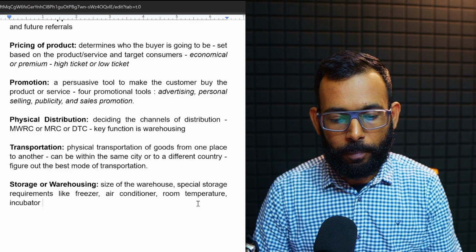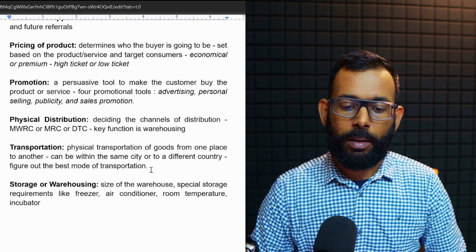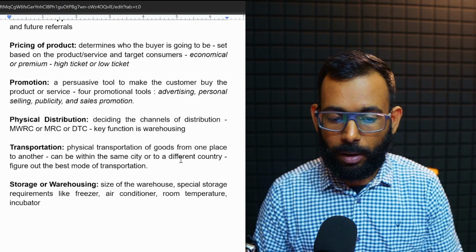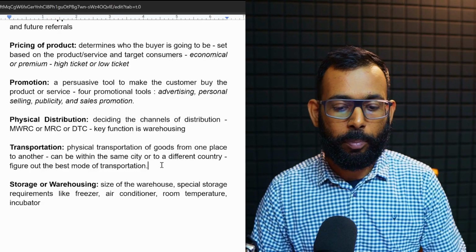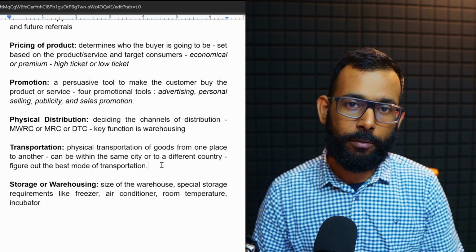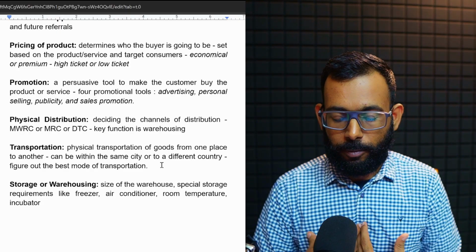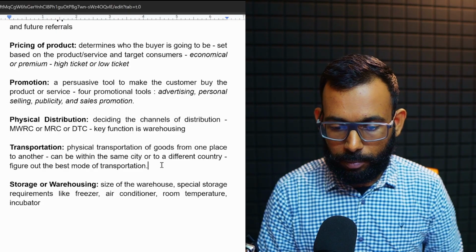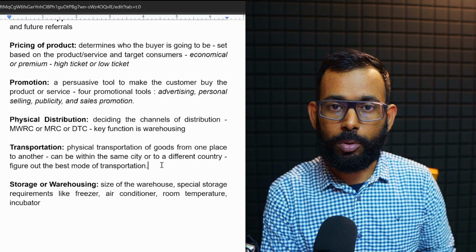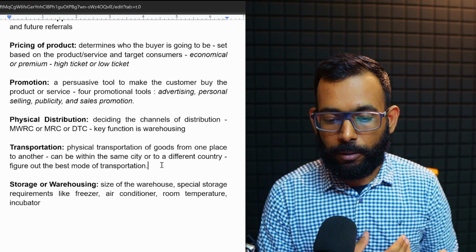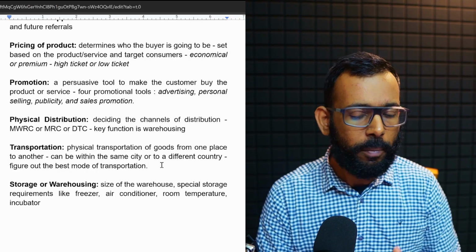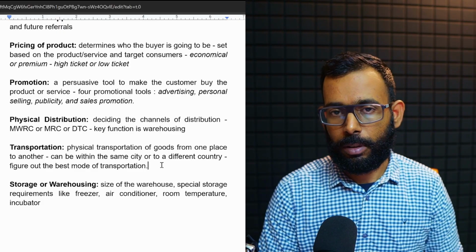And finally, we will see transportation. Physical transportation of goods from one place to another, can be within the same city or to a different country. Figure out the best mode of transportation, by road or by air, by train, by water, whichever is the best form of transportation. Again, for me, I get orders from a lot of different places. So I send it through my logistics partner. The goods move by road, and sometimes if I get a huge order, I will send it through railway parcel. So it depends on the type of orders that I get.